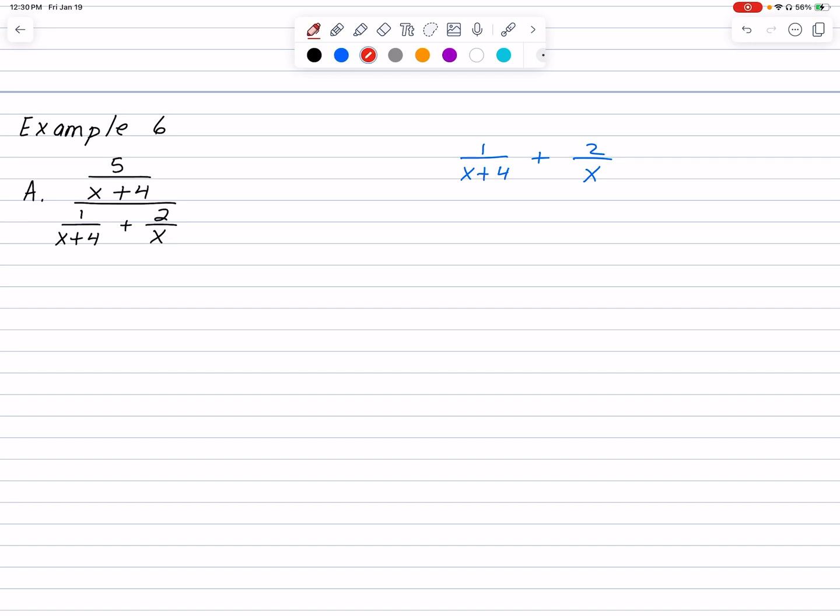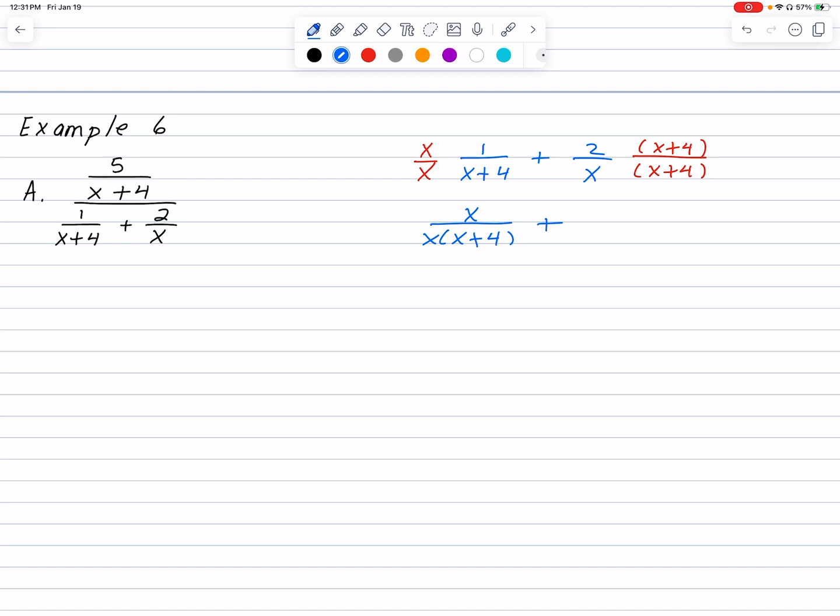So let's see. Getting a common denominator, the second fraction has a factor of x the first one doesn't have, and the first fraction has a factor of x plus 4 that the second one doesn't have. So simplifying that, x times 1 is x, over x times x plus 4.